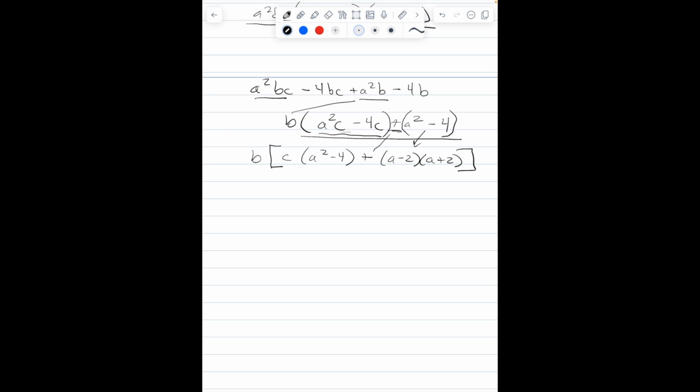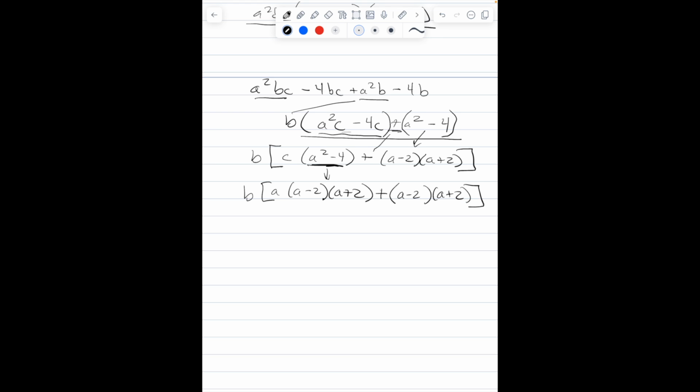Now the other nice thing is that this right here is also a perfect square. In fact, it's the same one we just dealt with. So let's write this whole thing out with that factored. A minus 2, a plus 2. There it is, factored. Plus a minus 2, a plus 2. Well, this is starting to look very redundant.